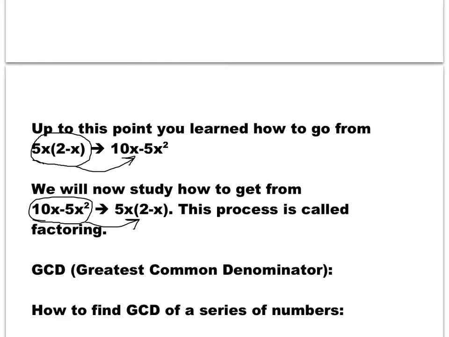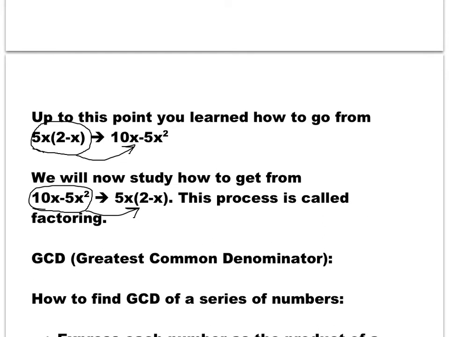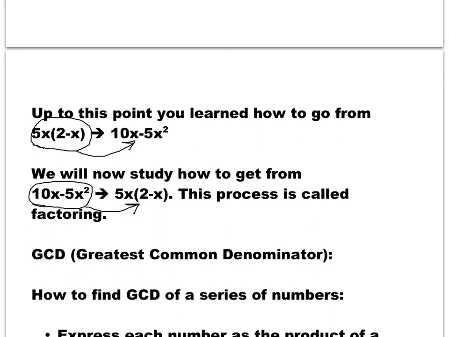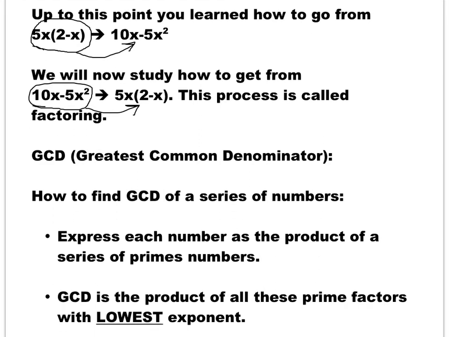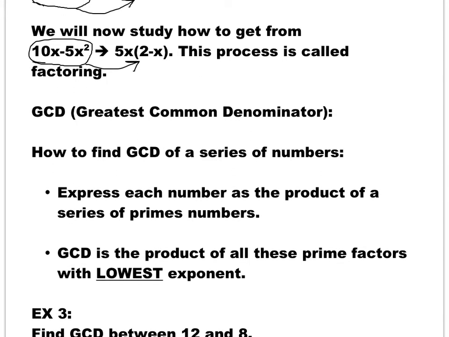Now, before we start factoring, we will talk about a new term. It's called GCD, which is greatest common divisor. Now, the question is, how do you find the GCD? You use it to find the GCD of a series of numbers or a series of terms. How to find the GCD of a series of numbers is simple. What we do is first we express each number as the product of its prime divisors.